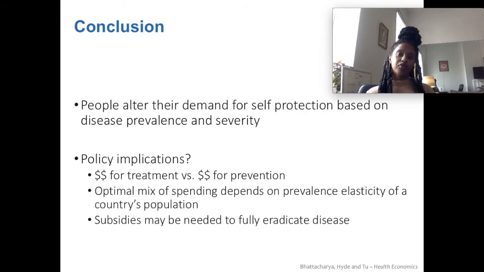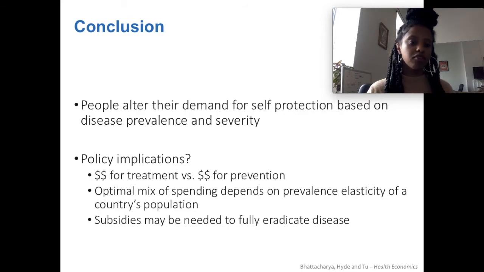So if we invest all of our money in treatment and the prevalence goes down, then we know that if people's demand for self-protection is highly associated with prevalence, they're no longer going to invest in their own treatment, in their own prevention as the prevalence goes down. So we have to keep that in mind and invest also in prevention.